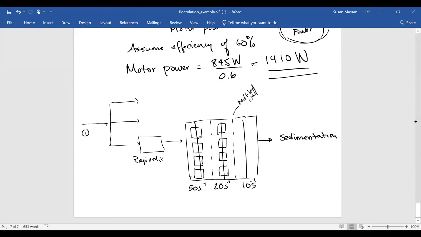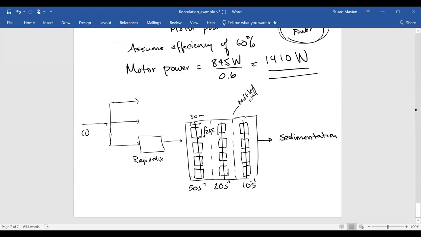I keep hitting the scroll bar. Okay. The way we design this, the length here was 2.85, and then the diameter here was 3 meters.